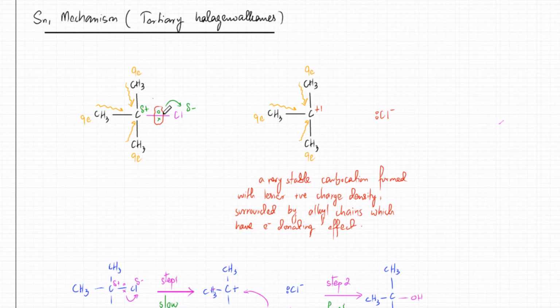So it's not really interested in those electrons. It can get electrons from other places. It's surrounded by so many electrons. So the Cl, if it wants to pull these electrons, the carbon over here will not be pulling those electrons back. So it's a very stable carbocation. It's got a lesser positive charge density, surrounded by alkyl chains which have an electron donating effect.